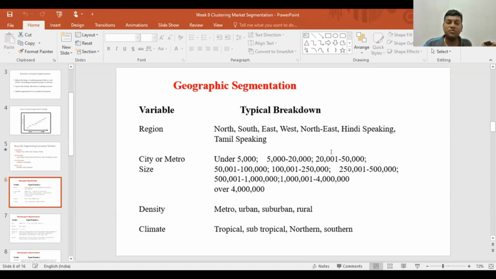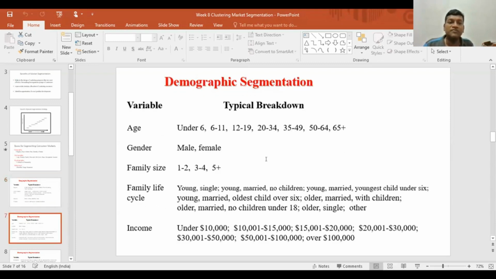City and metro, of course, depending upon the number of people who live in that particular city, density: metro, urban, suburban, all right. Climate, of course: the southern part of the country is largely tropical. Slightly north of Maharashtra, it becomes subtropical, and so on. Then we have the age breakdown, gender, family size, family's life cycle, which was explained some time back, and then the income, of course. So these are demographic segmentation.